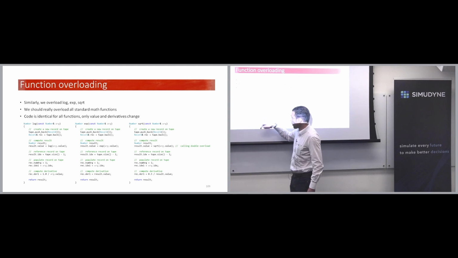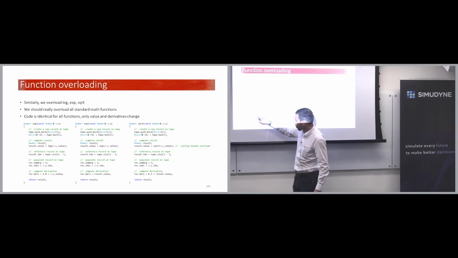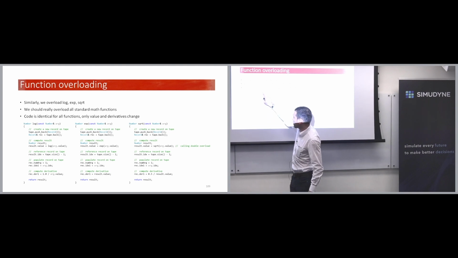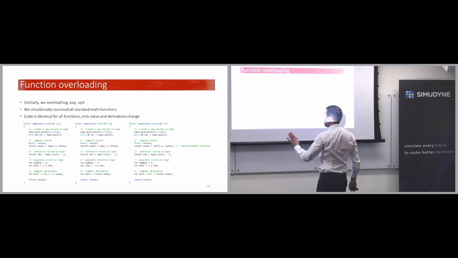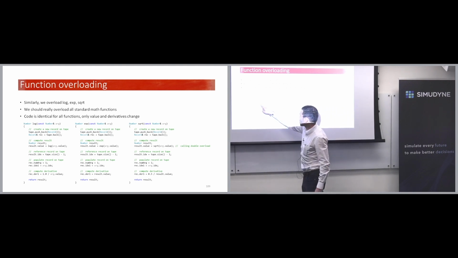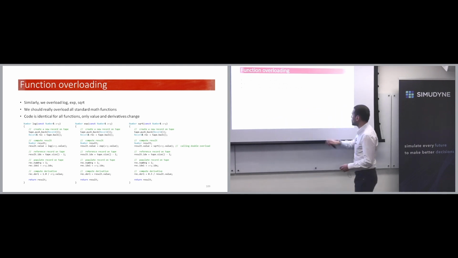When I populate the record, I say that this is a function with one argument. It's the index of its argument on tape. I read it from the arg. And the derivative is 1 over the value of the argument, of a log. And I return the result. And it's the same thing for the exponential, the square root, what have you. The only thing that changes is how you calculate the result and how you calculate the derivative. Okay.